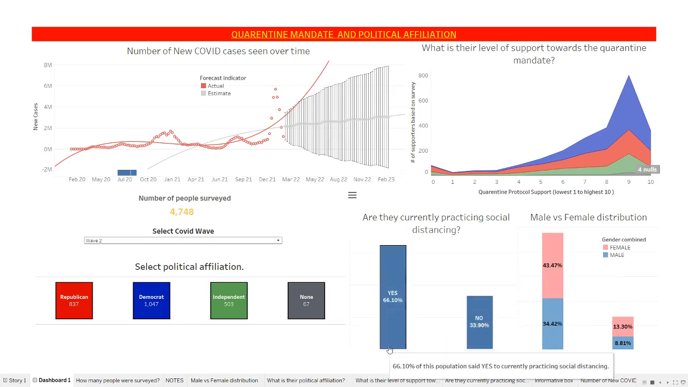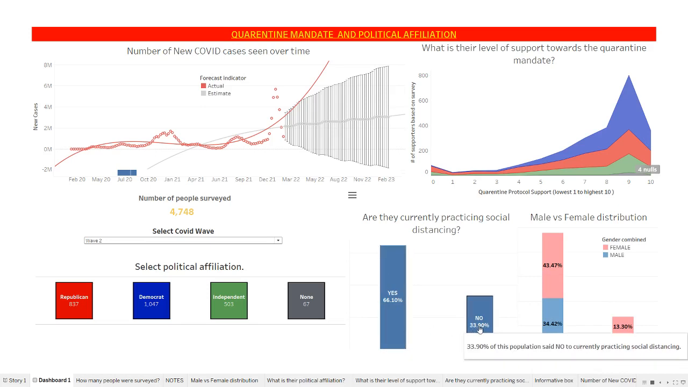And on wave two, this is very interesting, that now only 66% are actually practicing social distancing, and 33% are not. My theory is people were already tired of quarantining in the first phase, and they were starting to slack off on the second.